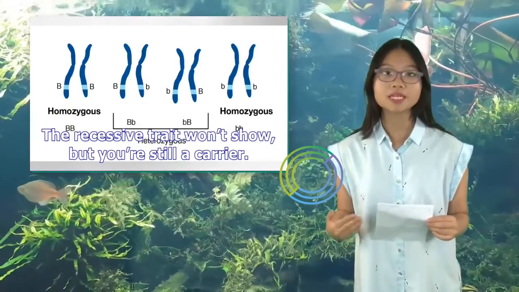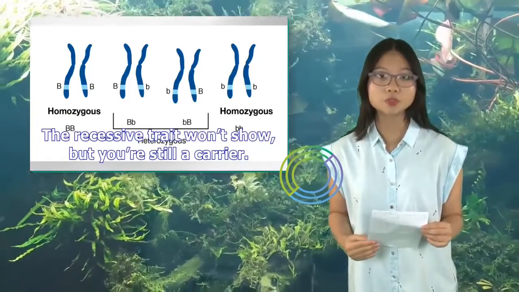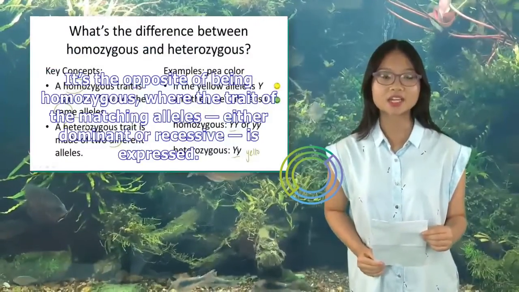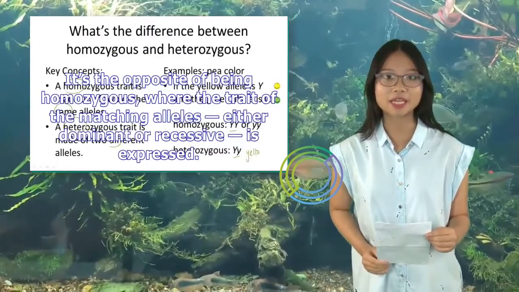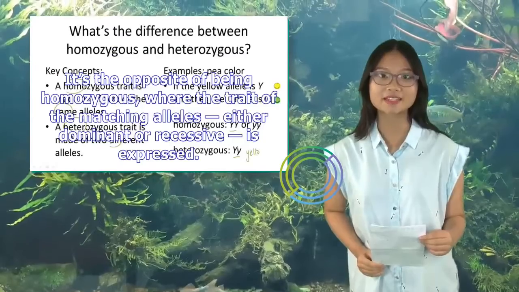The recessive trait won't show, but you're still a carrier. This means you can pass it on to your children. It's the opposite of being homozygous, where the trait of the matching alleles, either dominant or recessive, is expressed.